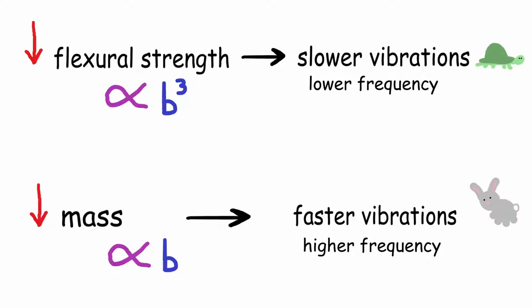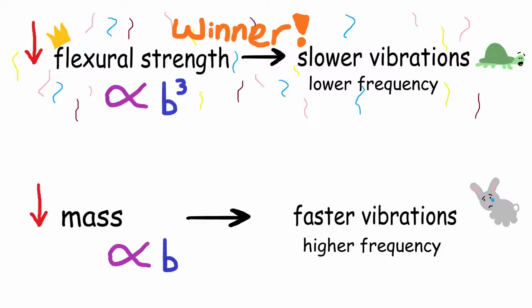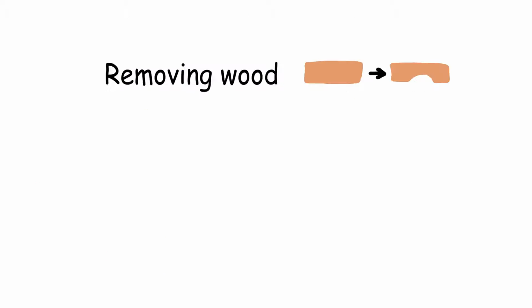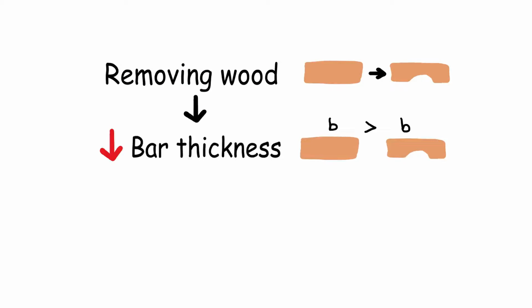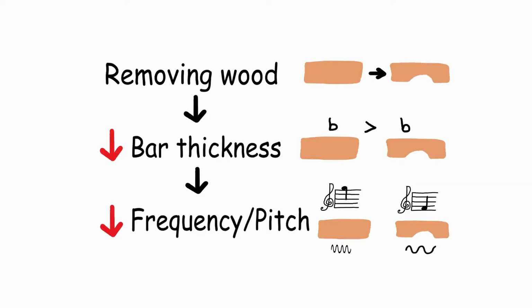while mass is only proportional to the bar thickness on its own. Flexural strength wins. This means that a decrease in bar thickness will lower the flexural strength more than it will the mass, resulting in a lower frequency. So overall, removing wood through the arch will lower the bar thickness, which will lower the frequency or the pitch.